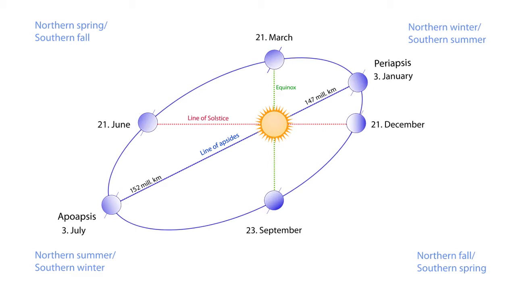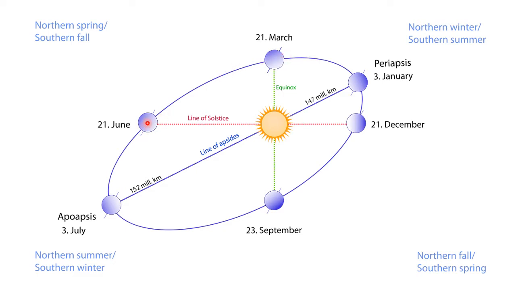So for us at the moment, let's just bring up a screen pointer. So we've just been through the 21st of March. So we've just gone through our autumnal equinox and heading towards the solstice, which will be happening for us on the 21st of June.